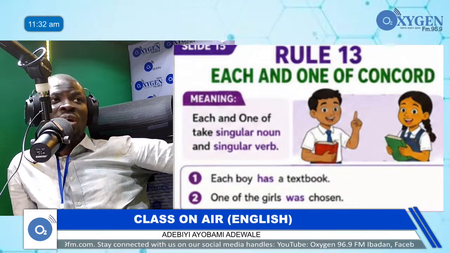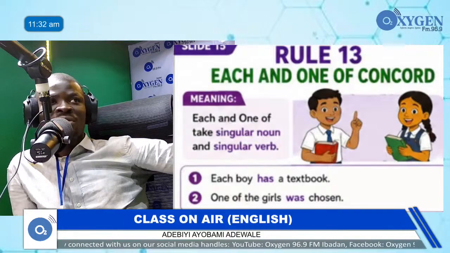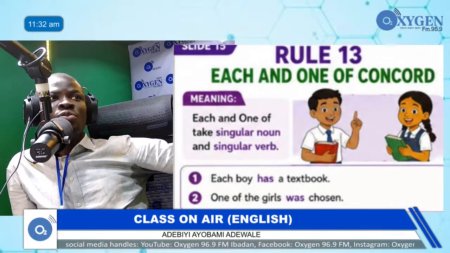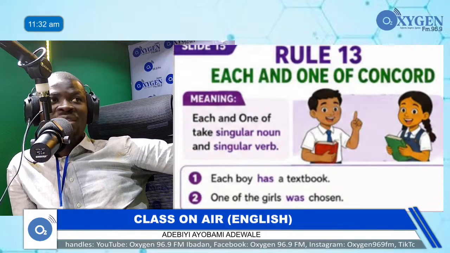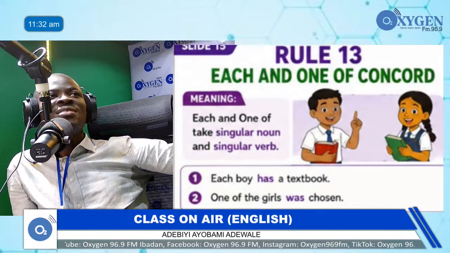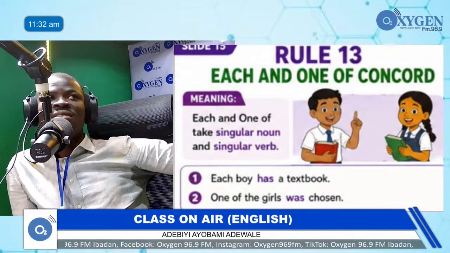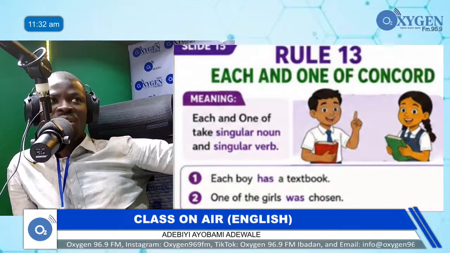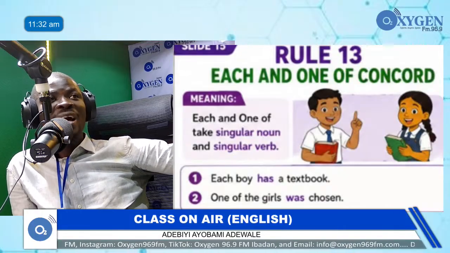Look at the sentences we have on the board. Each boy has a textbook. One of the girls was chosen. Each boy has a textbook. It means that a boy has a textbook. Each is used for one person. It means that a boy has a textbook.